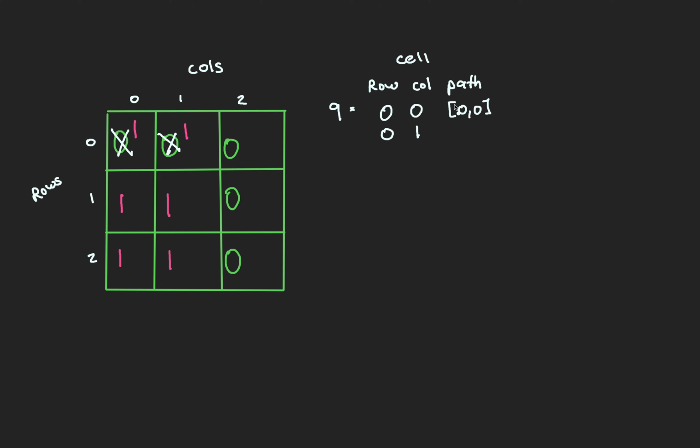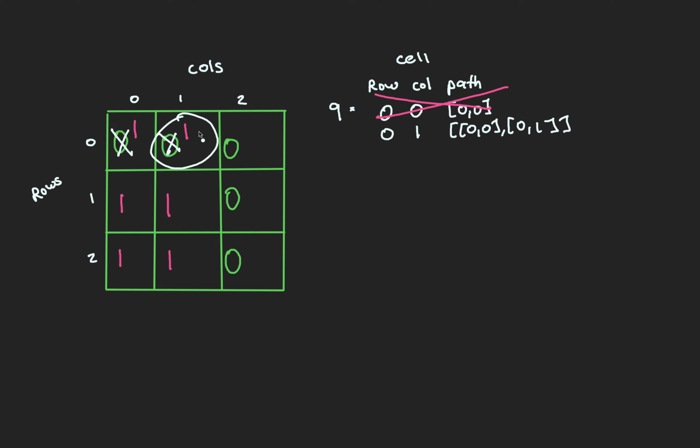But wait, what about its path? Well, we know we came from 0, 0, so let's copy that and then tack on, where we currently are, the new row of 0 and column of 1. It's the 0 and then 1. Amazing. We're done with this first cell, so let's pop it from our queue and move on to the next one. Where can we go to?